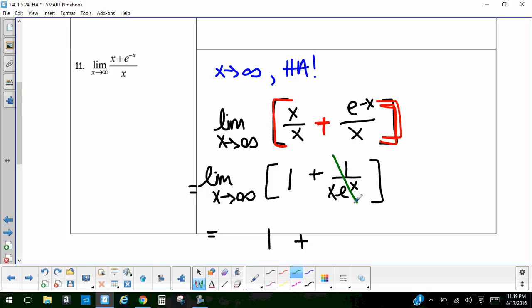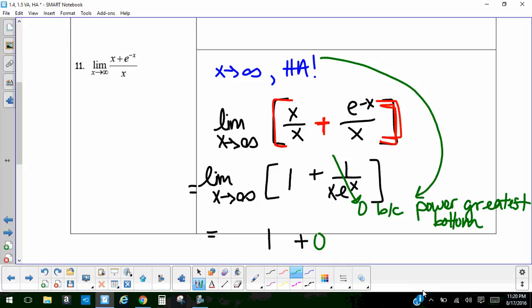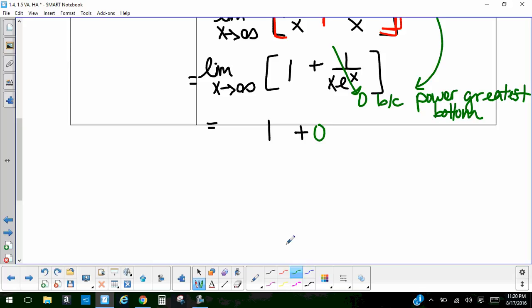Well, this whole portion goes to 0 because your power is on the bottom. Power is greatest on the bottom. And so the horizontal asymptote connection is, if your power is greatest on the bottom, the horizontal asymptote is 0. So even though I don't know what that graph looks like exactly, I know all the powers are on the bottom, I know the horizontal asymptote is 0, and then I can add in that 1 that I already had.